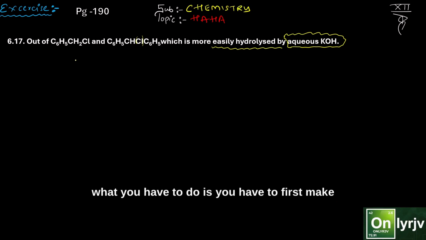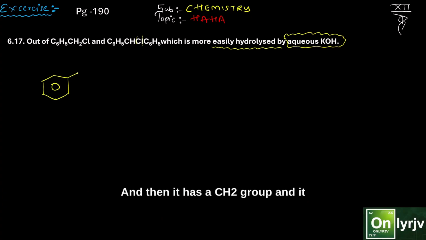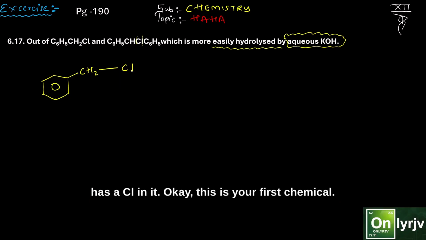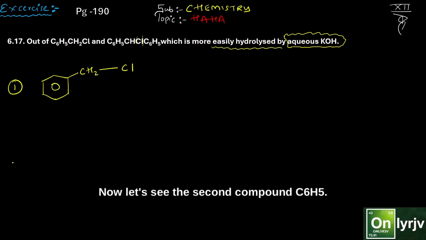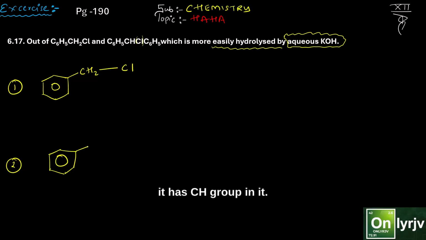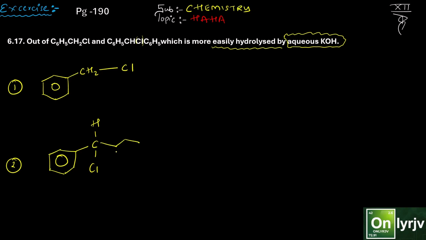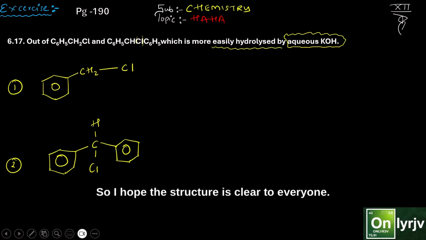For that, you first have to make the structure. So let's make C6H5, that means a benzene ring is present, and then it has a CH2 group and it has a Cl in it. This is your first chemical. Now let's see the second compound, C6H5. Again there is a benzene ring and it has a CH group, and to that same CH group there is a Cl present, and to it again there is a benzene ring. So I hope the structure is clear to everyone.